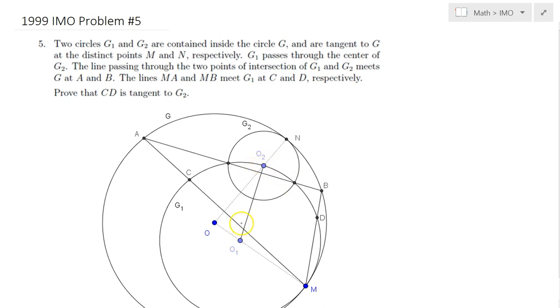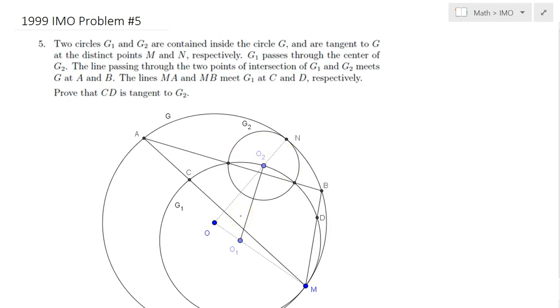The centers of these three circles, I labeled them as O, O1 and O2 for G, G1 and G2 respectively. You can clearly see circle G1 passing through center O2 of circle G2. The line passing through the 2 points of intersection, namely these 2 points here, as you can see in the picture, meets the big circle G at the points A and B. We know that line AB is in fact the radical axis of these two circles.